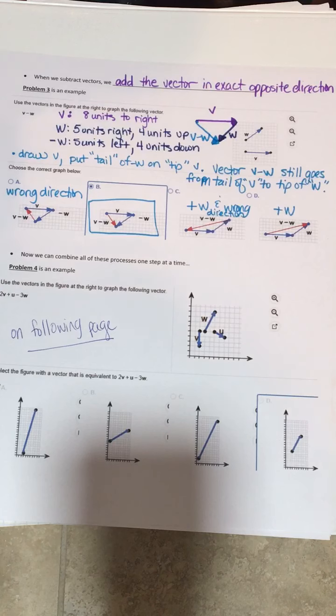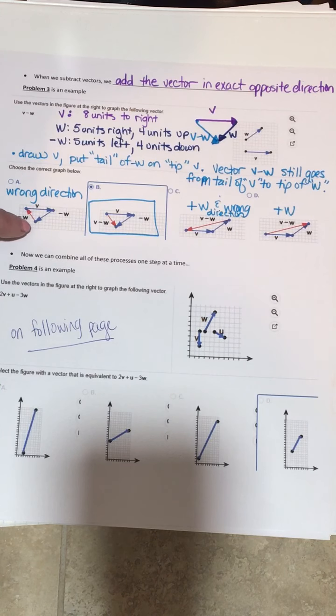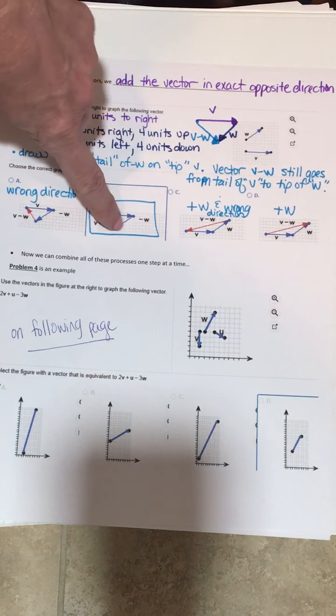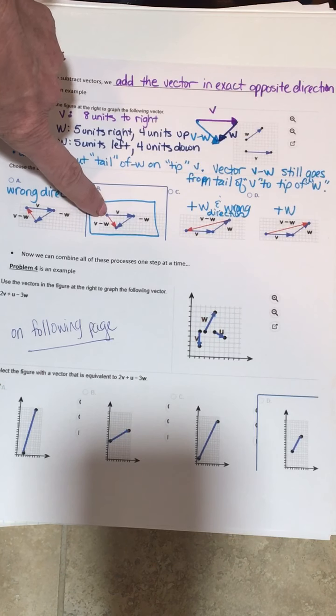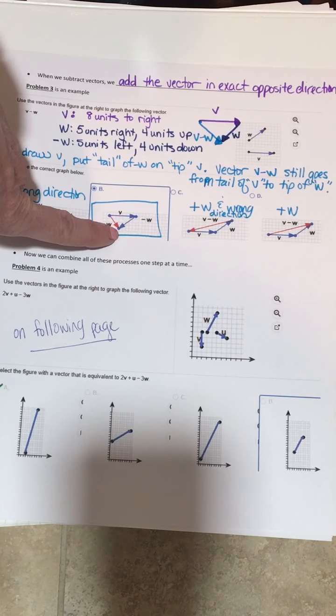So in this case, this one is going in the wrong direction. This has v and a correct negative w, but it has the final vector going from the tip of w to the tail of v, which is not what we want. This is what we want, v minus w. Your resultant vector starts here and ends at the tip of the negative w.